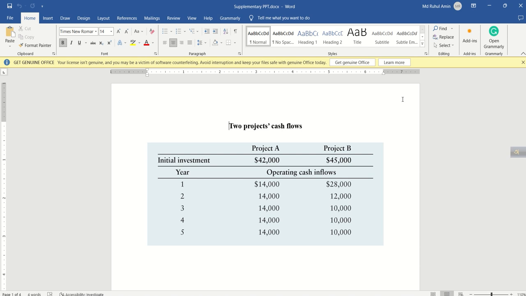But the question is, how or from where can we get this $14,000 each year for the next 5 years for project A, and $28,000, $12,000, and then three $10,000 for the next 5 years for project B? Where did we get these numbers? Actually, these cash flows will occur in the future, next 5 years from now. We don't know the actual figures, so these numbers came from our estimation. That estimation is all about our chapter 11.